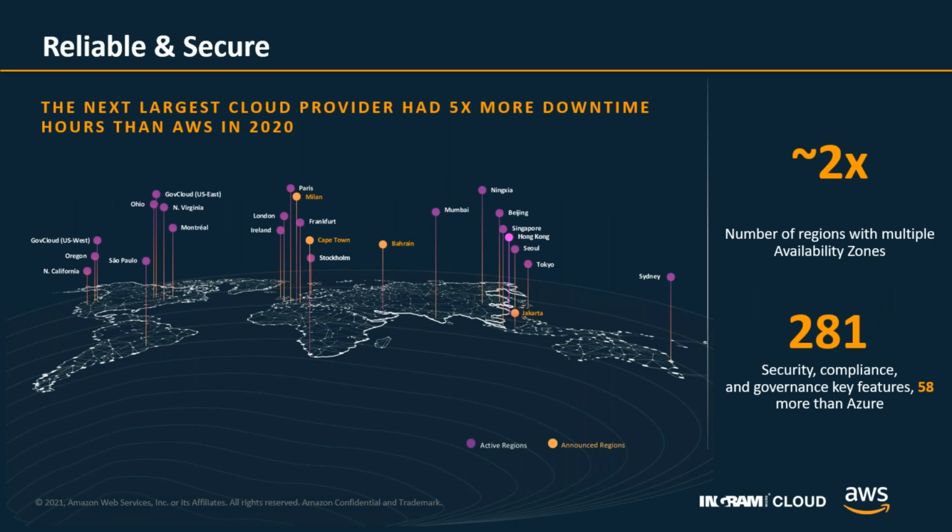Reliability and security is another key area. The next largest cloud provider had 5 times more downtime hours than AWS in 2020. And you can see here we've got a map of all of the different regions and availability zones across the world. On average, there are 2 times more regions with multi-AZs. That's the key there. But also in terms of the security piece, there's 281 security, compliance and governance checks, which is 58 more times a year.